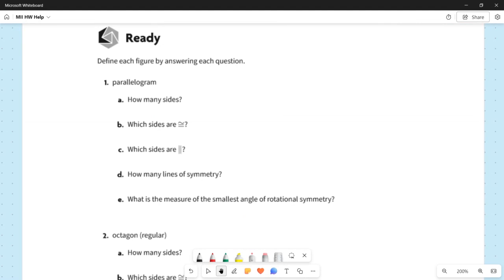Starting with the Ready section. Questions or directions here say, define each figure by answering each question. And for number 1, we're going to be talking about a parallelogram. Even though it's not strictly necessary, I do think that this will be beneficial if we do a sketch. So I'll just sketch a generic, catch-all parallelogram here. Looks something like this.